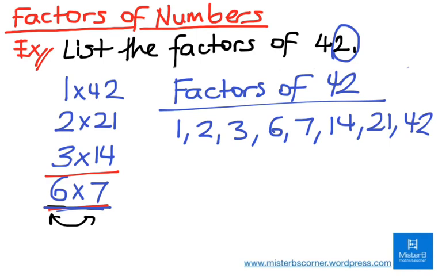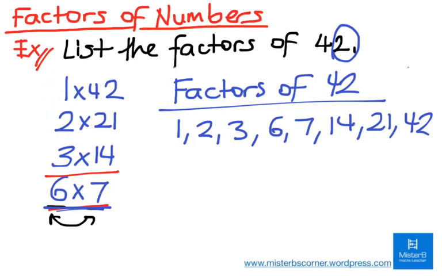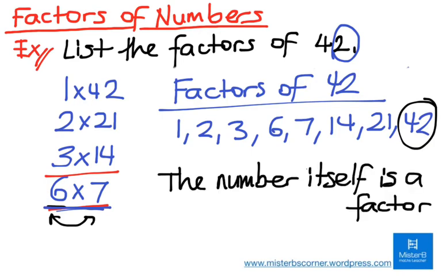Now, if you remember from the previous example, it was 12, right? We were finding the factors of 12. 12 was a divisor, right? You can check from here. You can see 12 is a divisor, so it's a factor. Here, 42 is a factor. What I'm trying to say is that the given number itself, in this case it's 42, in the previous example it was 12. So the number itself is a factor.